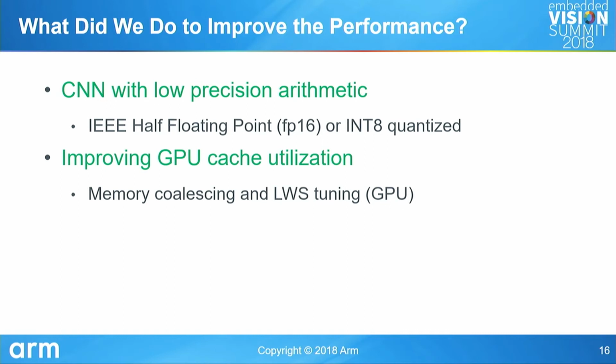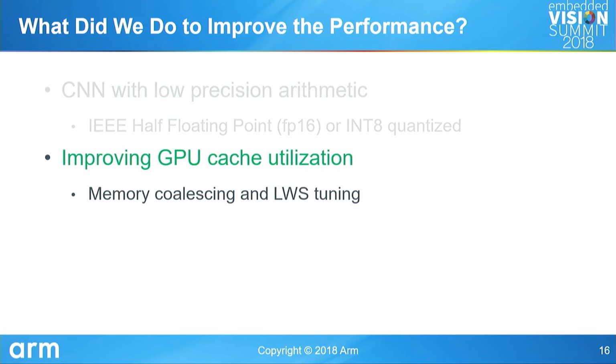In this talk, I'd like to focus the attention on improving the GPU cache utilization. Because most of the time, implementing on the GPU requires understanding how to access the elements in memory correctly in order to improve the cache utilization. And memory coalescing and local group size tuning will play an important role.